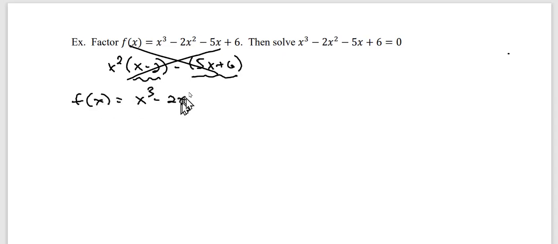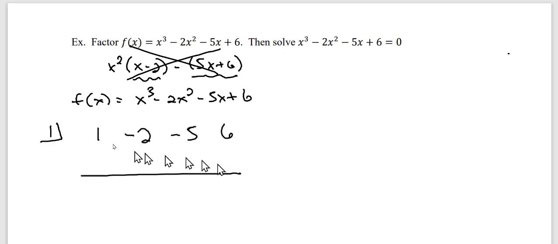Well, let's guess here and see if we can find something that will help us factor this. Remember, factors are also going to be zeros, which are going to give us a remainder of 0, using the combination of the remainder theorem and the factor theorem. So we want to divide by something. Let's just pick something. Let's try 1. Let me write my coefficients: 1, -2, -5, and 6.